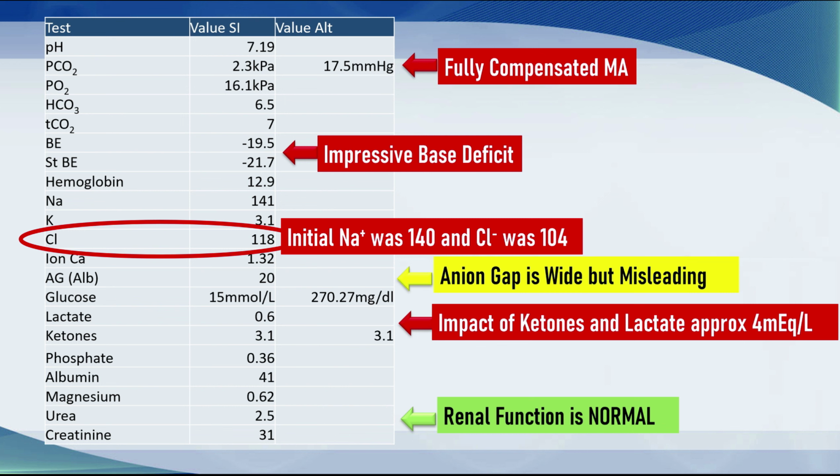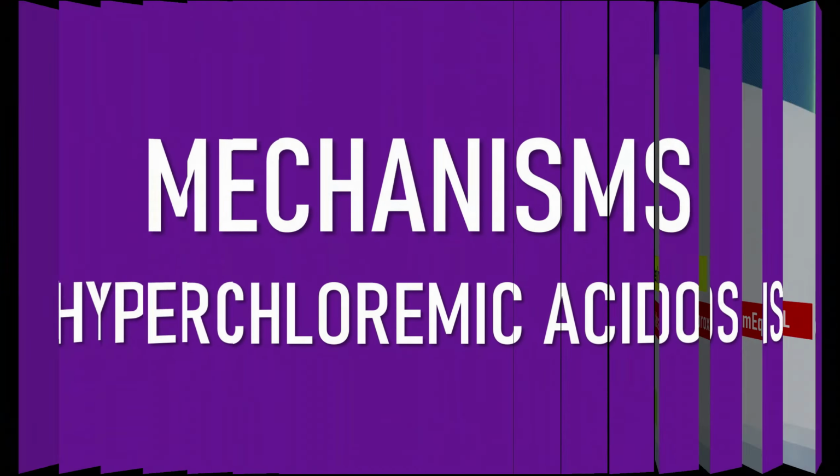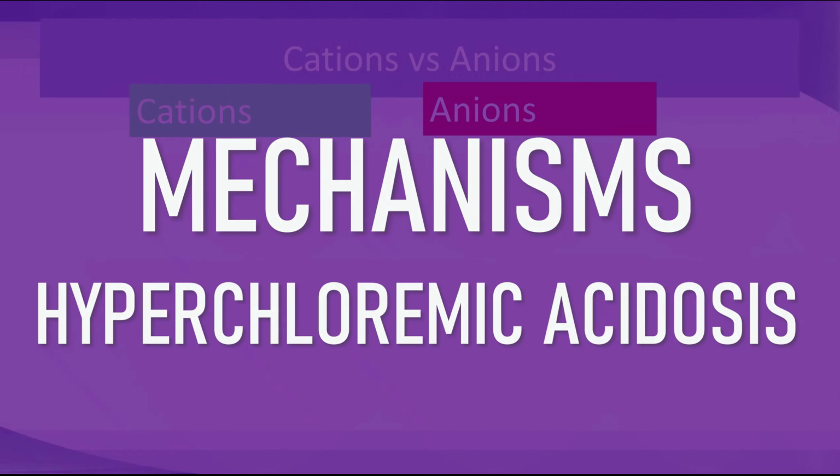Now that's a significant increase in the chloride. Remember, 5 hours ago, this patient had a chloride of 104, so the chloride has gone up by 14 milliequivalents per litre. This represents acute hyperchloremic acidosis, and it has been caused by the resuscitation fluid, in this case 5 litres of 0.9% saline solution. This is sometimes known as normal saline or isotonic saline. Why does chloride gain cause acidosis? Let's look at the mechanisms.